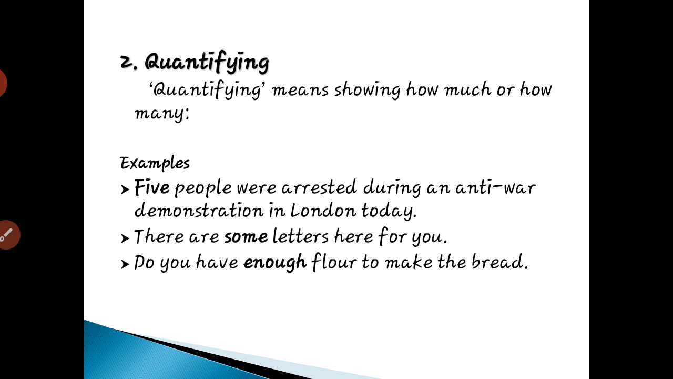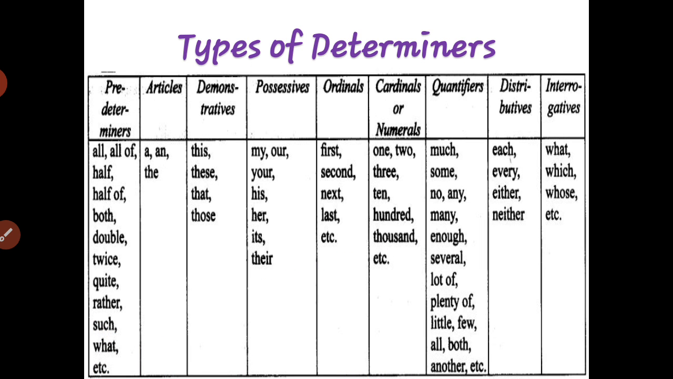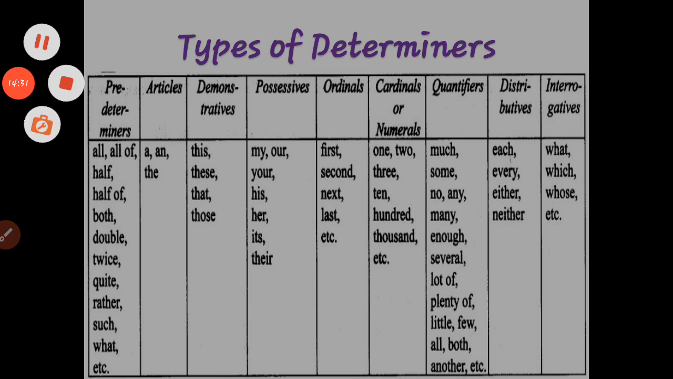So in today's class we discussed the functions of determiners. The first one is referring and the second one is quantifying. So both are important. In our next class we will discuss types of determiners.